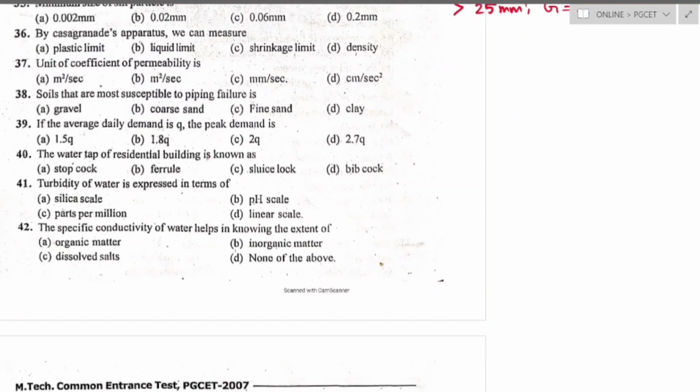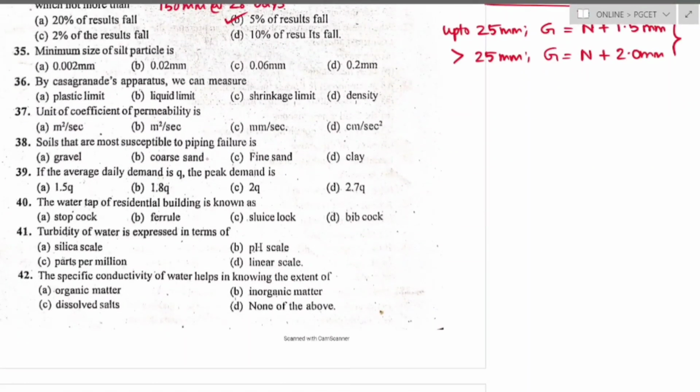Question number 35. Minimum size of the silt particle is 0.002 mm. Option A is the right answer. Question number 36. By Casagrande's apparatus, we can measure liquid limit. Option B is the right answer.